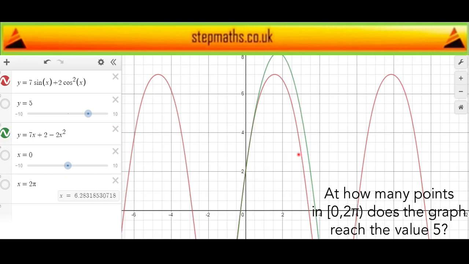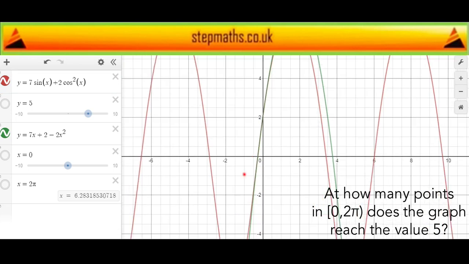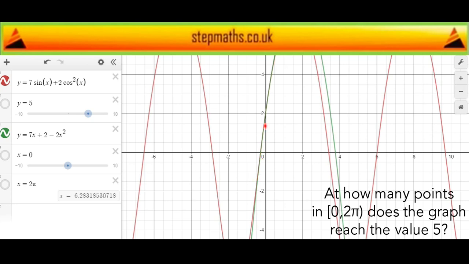The final thing to note about this is if we plot the two curves, y equals 7 sine x plus 2 cos squared x in red, and y equals 7x plus 2 minus 2x squared in green, which was the quadratic we used to solve the problem, we see that round here clearly their curves aren't particularly close together. There doesn't seem to be that strong a relationship between them. But here they seem to be nearly exactly the same, that you can borderline not see where one starts and the other ends.